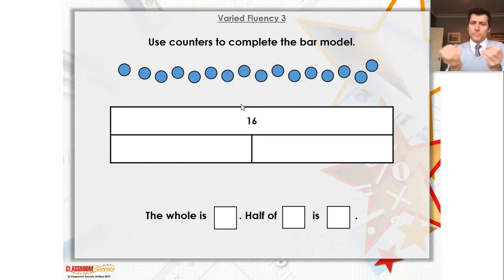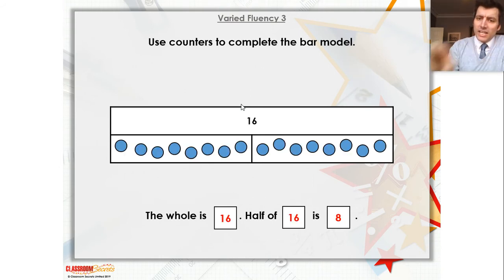Now, this whole, the big bar, is 16, but it's split into 2 equal parts. So what I'm going to do is split them onto each half of it. Okay, and I'm putting each one as I go along, and therefore the whole was 16, but I put 8 on one side and 8 on another, so therefore I know that half of 16 is 8. And what I could have done with those is gone 1 on that side, 1 on that side, and so on. If I do it like that, it might take me a while, but it helps me understand what a half is.